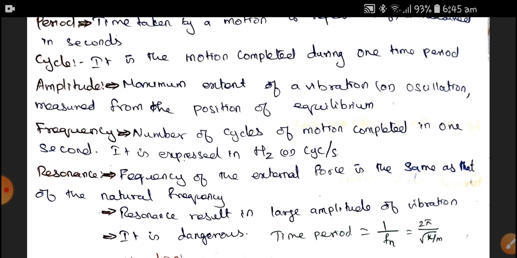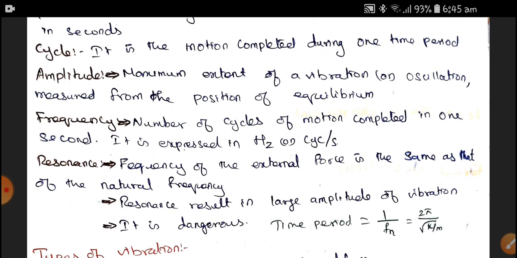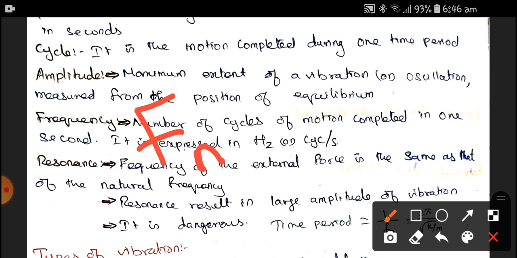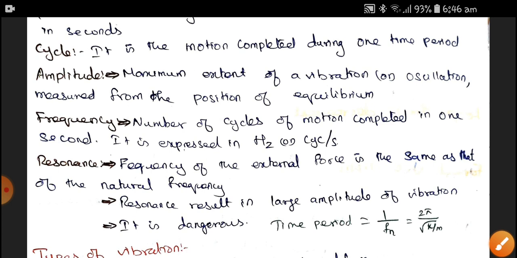Resonance occurs when the frequency of the external force is the same as the natural frequency. If the natural frequency fn is equal to the external force frequency, then it becomes resonance. Resonance is a large amplitude of vibration. It is a dangerous one. An earthquake reaching resonance causes huge damage.